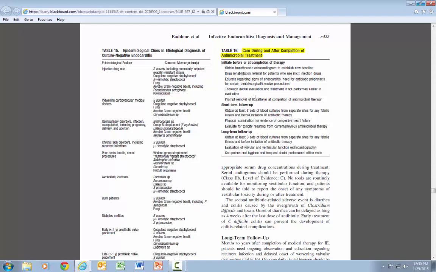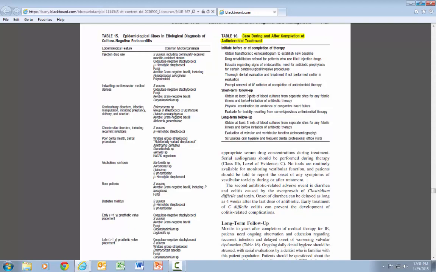Prompt removal of the IV catheter. So the majority of the patients follow outpatient antimicrobial therapy with a PICC line or any type of central line. So after completion of this antimicrobial therapy, discontinue the line because this is one of the sources of endocarditis. Obtain at least 3 sets of blood cultures from separate sites for any febrile illness before initiation of antimicrobial therapy.